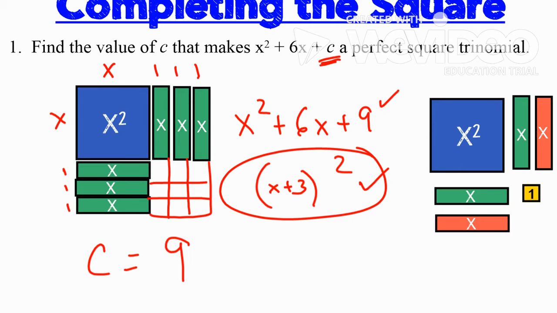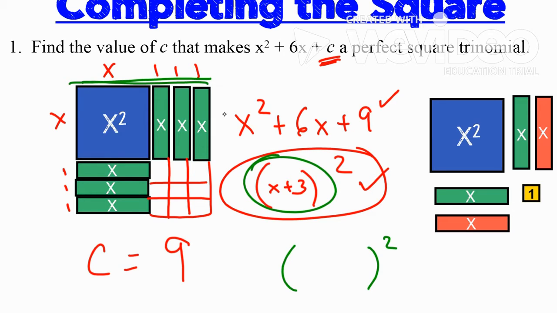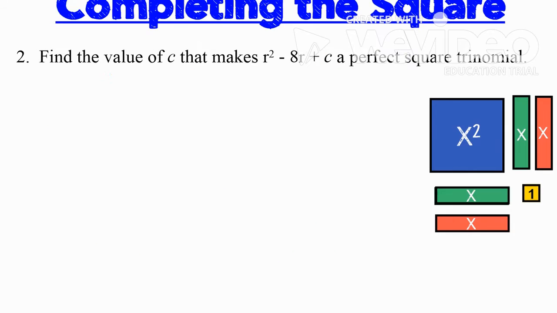I got another little hint for you here. If you don't want to use your algebra tiles, you can always find that perfect square factor by square rooting the first term, square rooting the last term, and stealing the sign from the middle. That should sound familiar to you. All right, let's try this one more time.